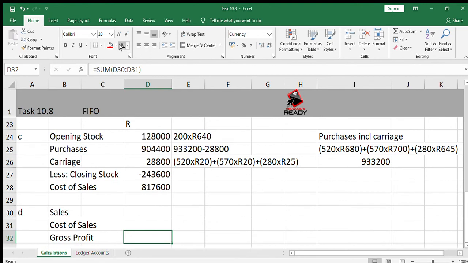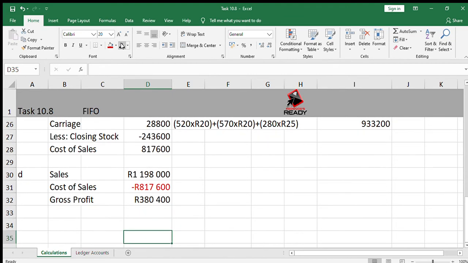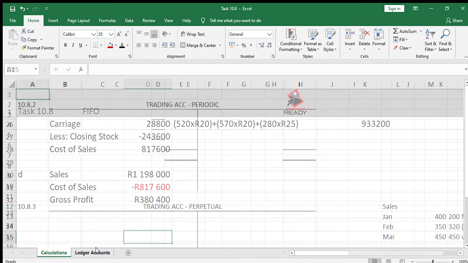D, we're calculating the gross profit, okay, which is sales minus cost of sales. Sales is 1,198,000 from A's answer, and cost of sales is from C's answer. You must put a minus sign in front of it, or a bracket, and that will give you your gross profit of 380,400. Okay, then in 10.8.2, okay, we have to do ledger accounts.